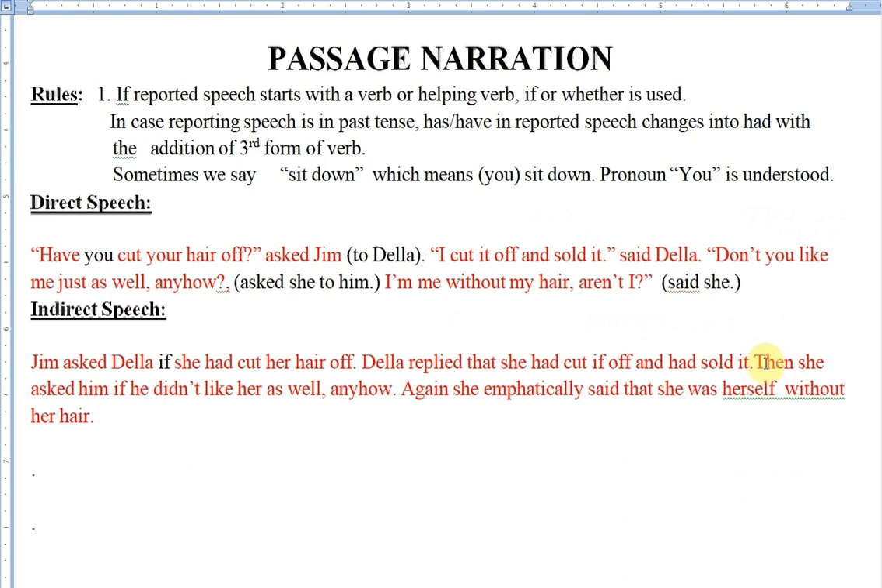Now it is solved. Next one is: Don't you like me just as well anyhow? Definitely she is asking him, asking Jim. Della is asking Jim. This is not part of the original text, but for your understanding, I have written it in black so that you may understand it. These things are understood like this. Sit down, keep this sit down example, which means you sit down. In the same way, over here this thing is understood. Then she said, then she asked him.